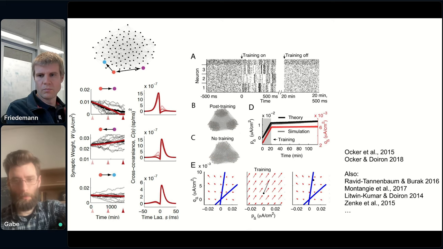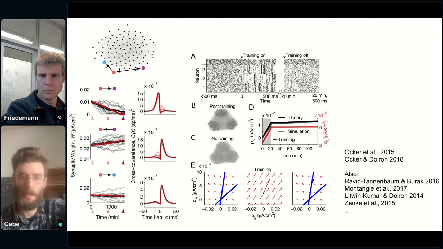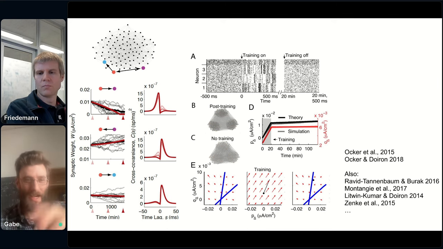So that's one approach to closing the loop between activity and plasticity in spiking networks. One theoretical approach, where we can write down some equations that tell us how the synaptic weights change, and how they control the spike time covariability.